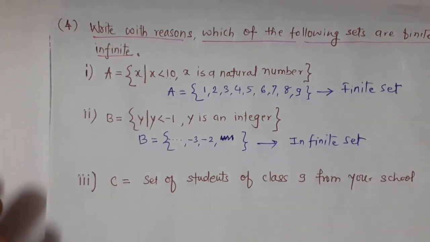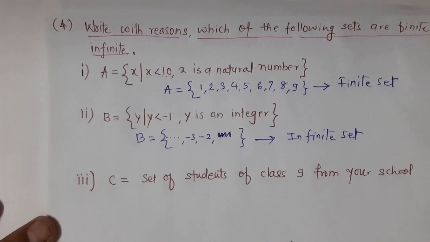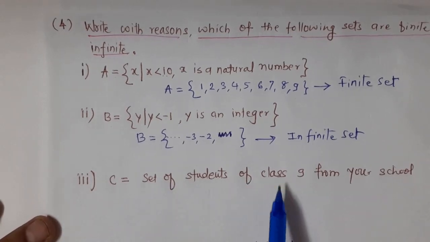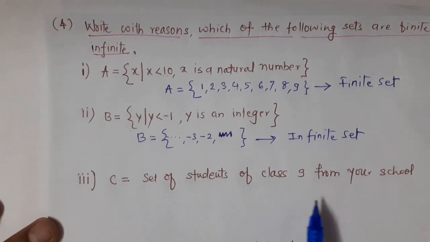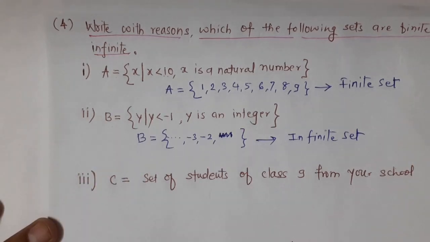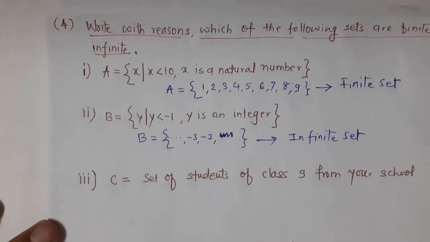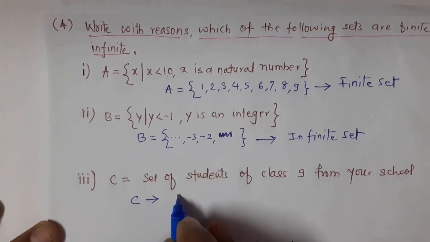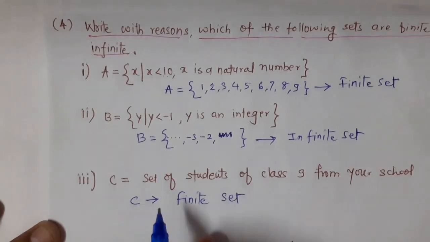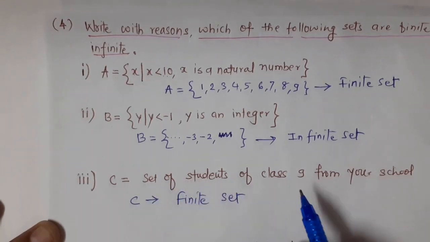Then third is what? C is equal to the set of students of class 9 from your school. As you know, in every class there are a finite, fixed, countable number of students. Suppose class 9 comprises 20 students or 40 students or 50 students, that is fixed, that is countable. That's why we can say C is which type of set? It is a finite set, because the number of students is countable.